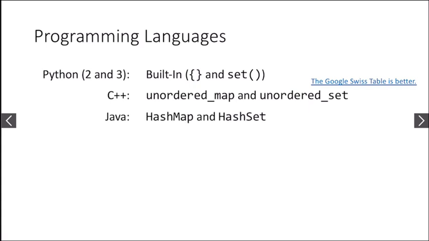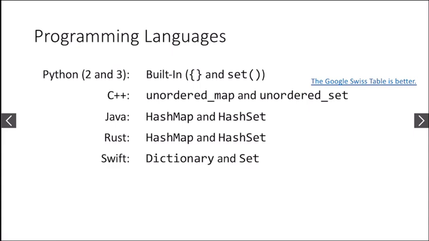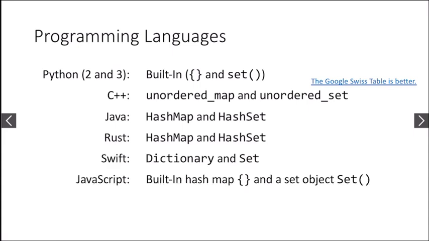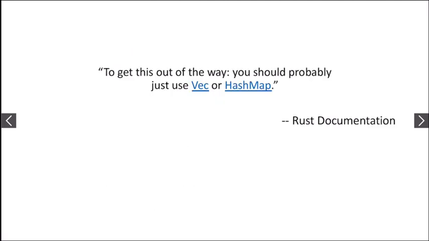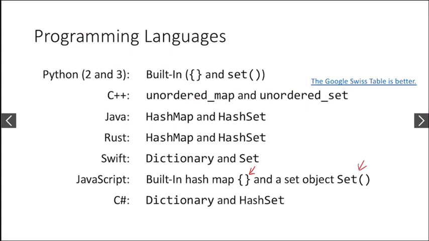In Java, you have the hash map and hash set, both part of the standard library. In Rust, you have the hash map and hash set. In Swift, they call it a dictionary and a set. JavaScript, it's built into the language. Like in Python, if you use brackets, that's a hash map type of thing. And then the set keyword is a set. C#, you have dictionary and hash set. As you can see, there's a variety of names. You've got map, you've got dictionary. Those are synonymous. And then all these languages also have something that's referred to as a set.